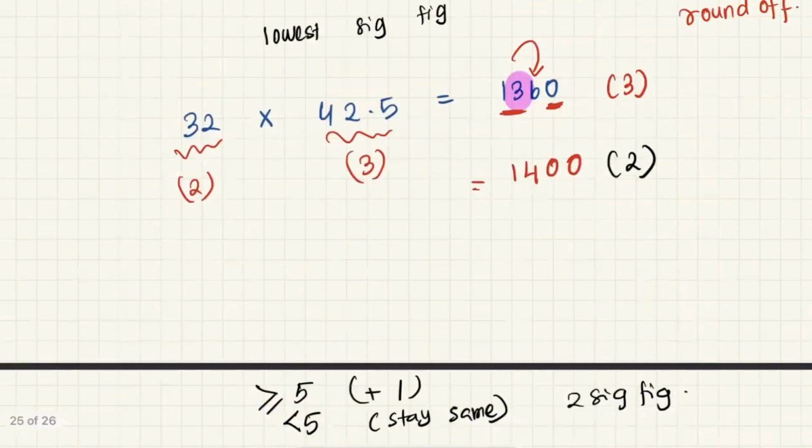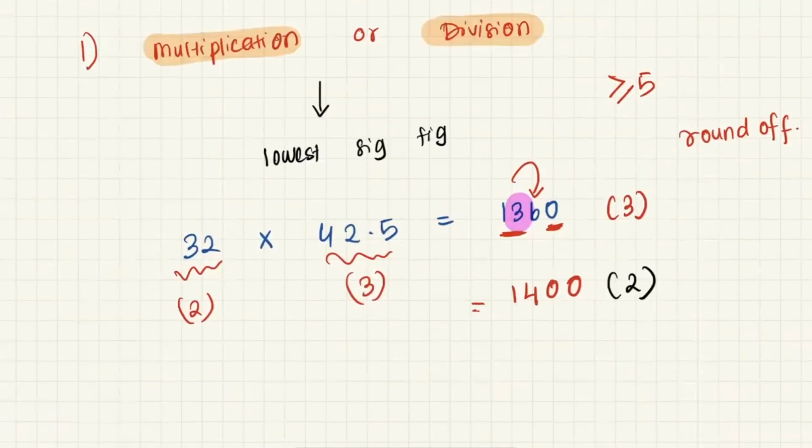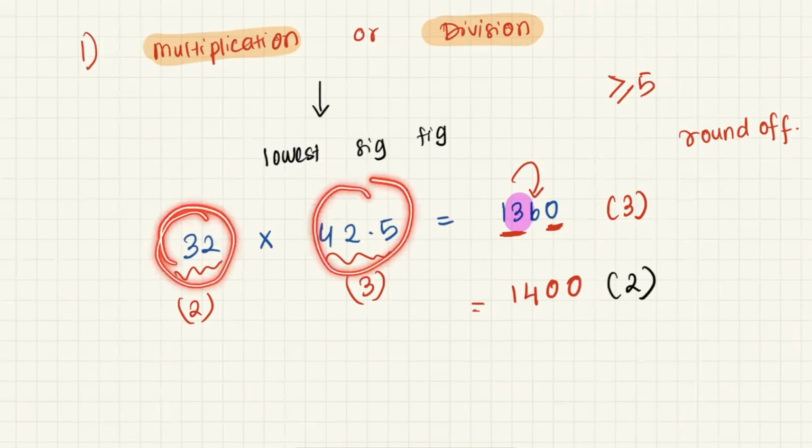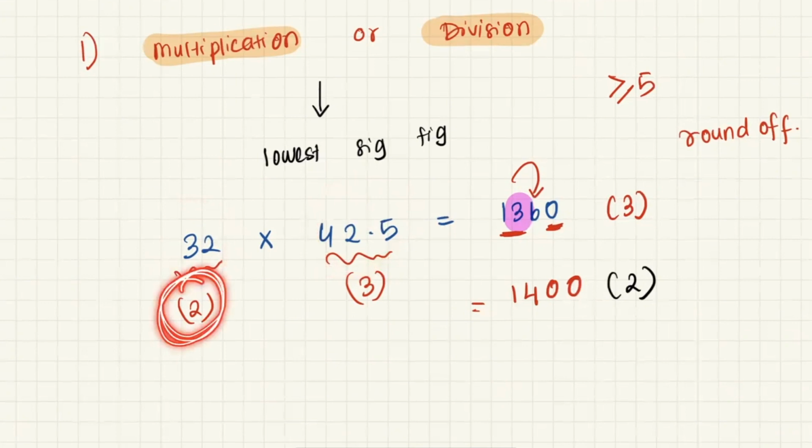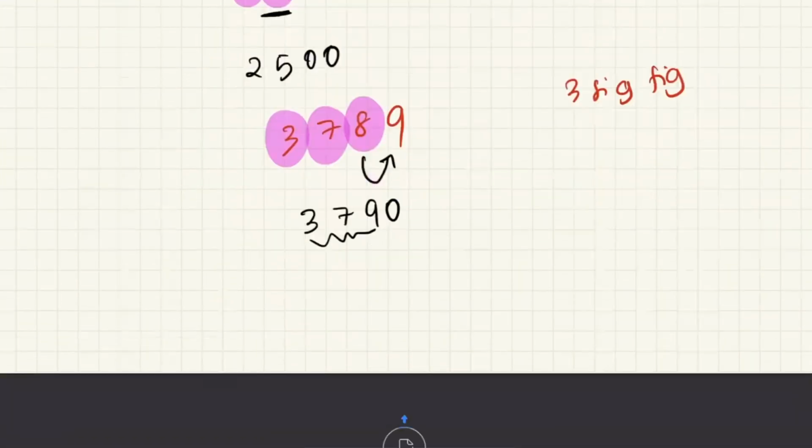Okay? So you can see here, because we multiply two numbers, the number that has the lowest significant figure is going to be the significant figure of our answer. Okay, let's check another example.